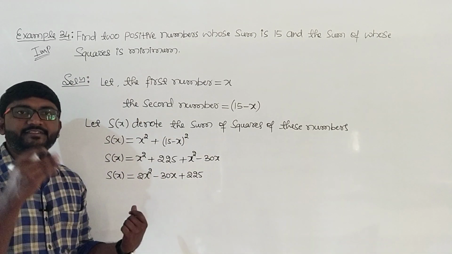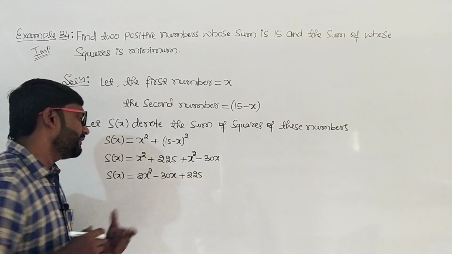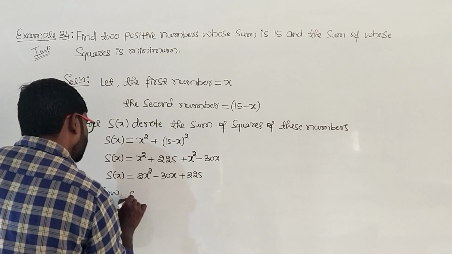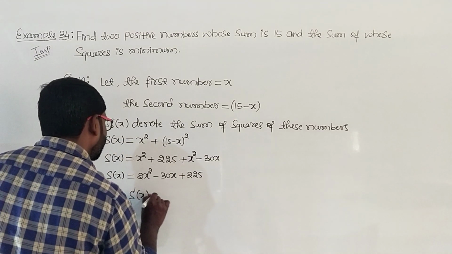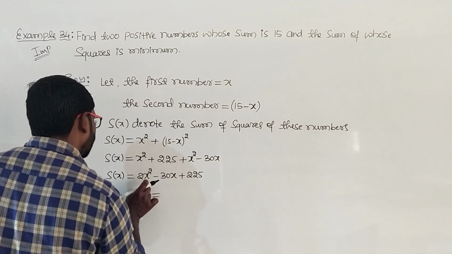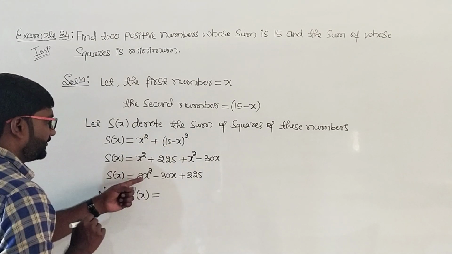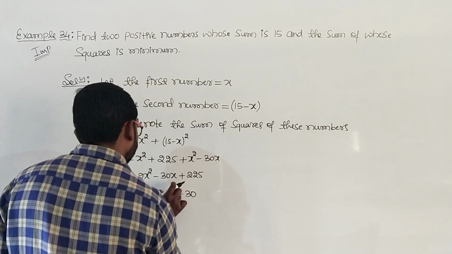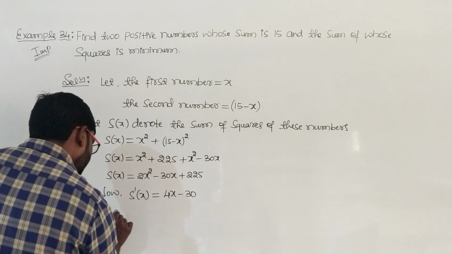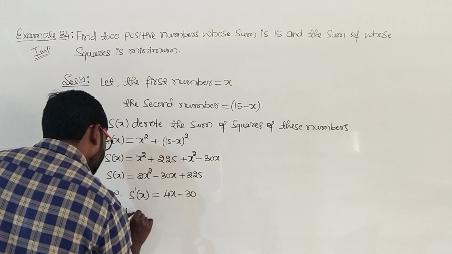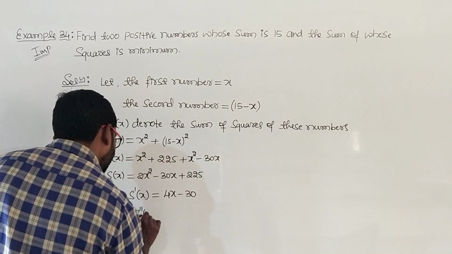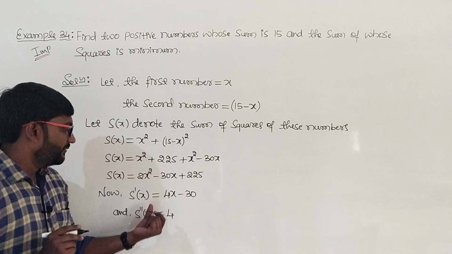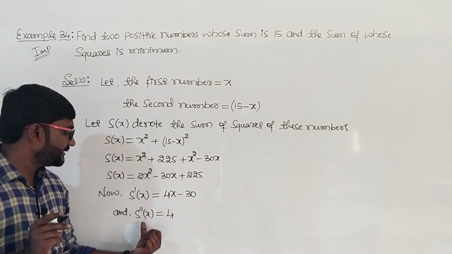Now we will have to go for S dash of x and S double dash of x. S dash of x means differentiating both sides with respect to x. So what do we get now? We get 4x minus 30. And S double dash of x, differentiating again with respect to x, you get 4. Now we have got the first derivative as well as the second derivative.